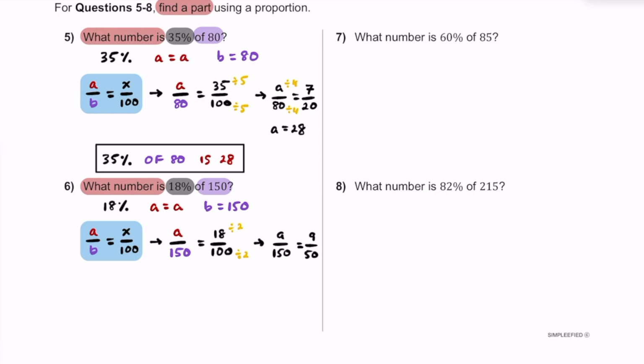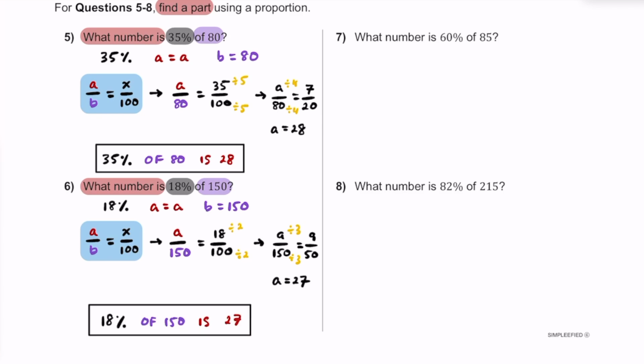All right, so this 9 actually kind of looks like this a, so be careful. 150 divided by 3 is exactly 50, so this actually is pretty nice. If a divided by 3 is 9, then 9 times 3 would be a, so a would have to be equal to 27. And so we can say that 18% of 150 is equal to 27.